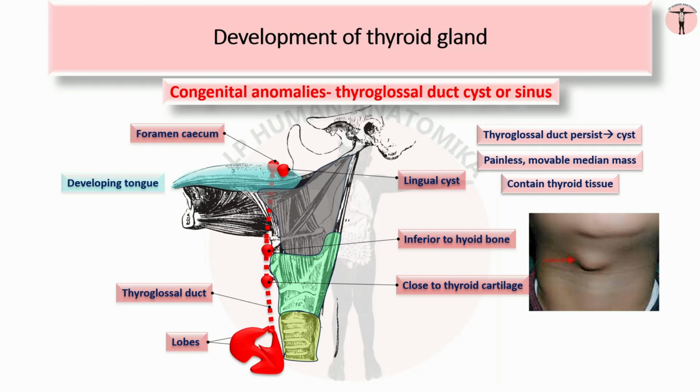If the cyst is infected, in some cases, perforation of the skin occurs, forming a thyroglossal duct sinus that usually opens in the median plane of the neck anterior to the laryngeal cartilages.